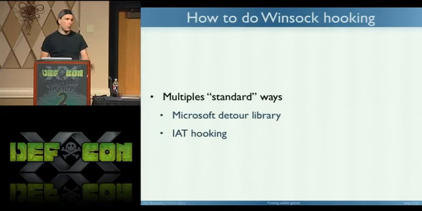The other one, if you don't want to use Detour, and there is a lot of discussion in the communities on what is the best way to do it, you can actually not use Microsoft Detour and use IAT hooking, which is basically you write the table of the pointer directly by yourself, and then they're going to go to your function, and then you return to the real functions.